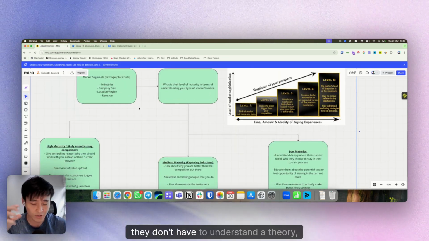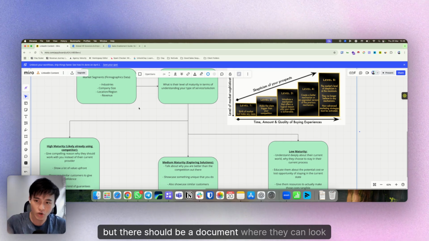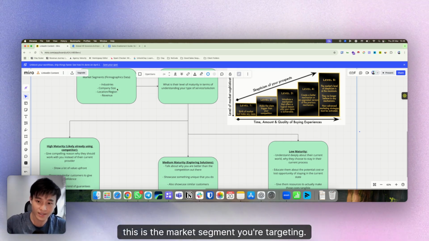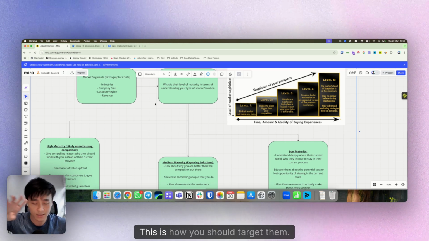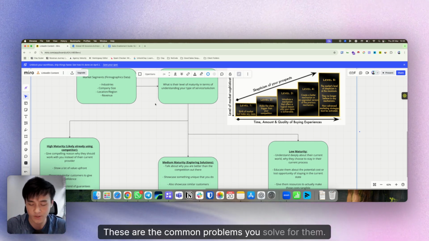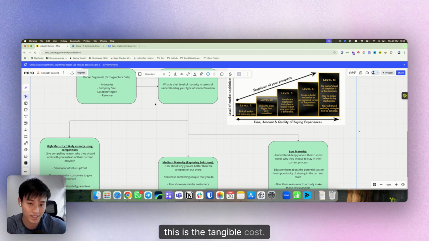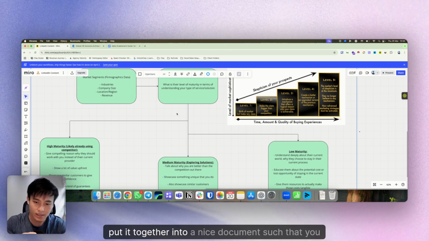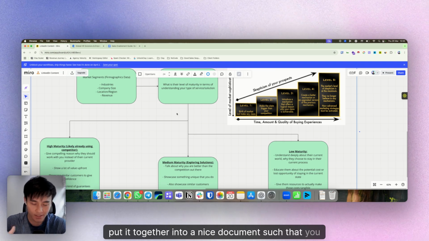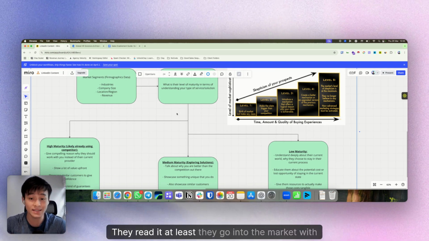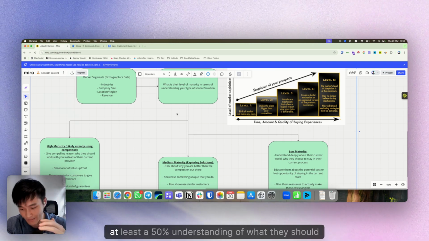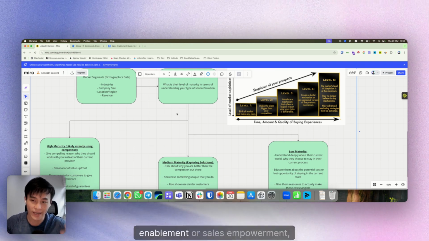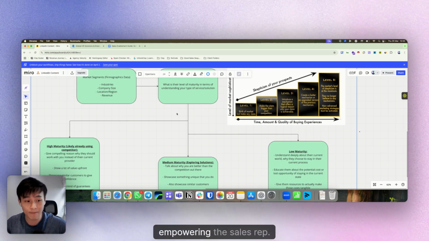Really importantly, they don't have to understand the theory, but there should be a document they can look at to tell them, hey, this is the market segment you're targeting, these are their common problems, this is how you should target them, these are the common problems we solve for them, these are the benefits, this is the tangible cost. How can you, after understanding this, put it together into a nice document such that you can give it to them, they read it, and at least they go into the market with at least a 50% understanding of what they should do. And I think that's really what we call sales enablement or sales empowerment, empowering the sales rep.